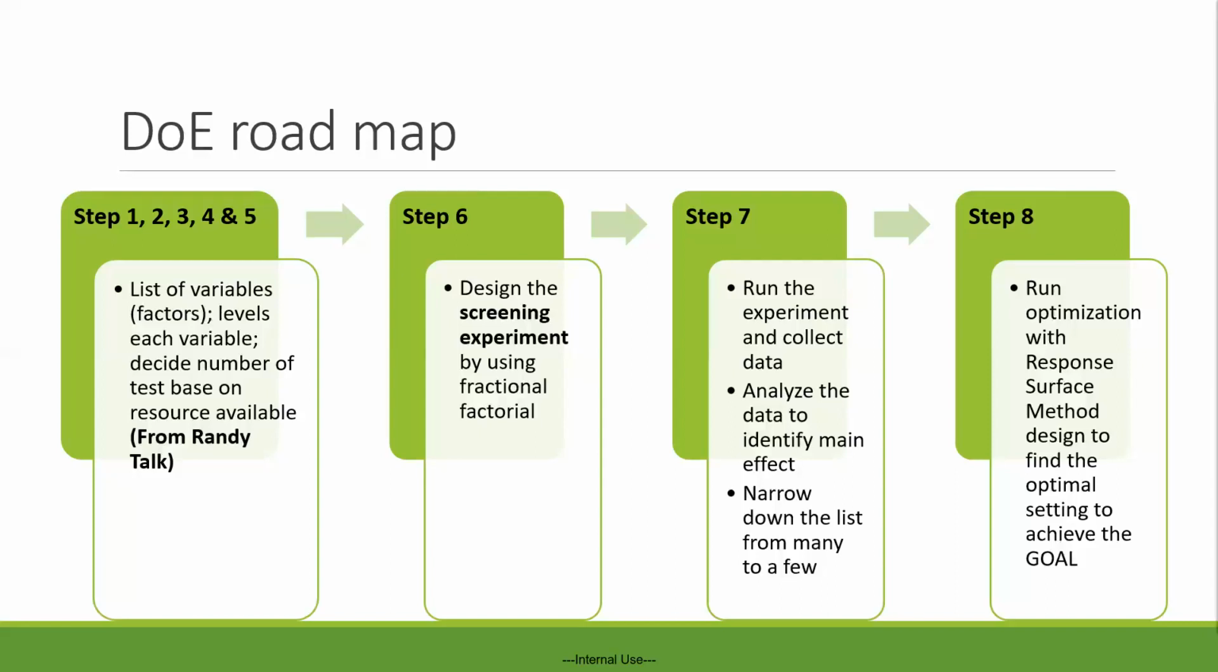To remind everyone, we want to screen 8 factors to identify the main effect, if any, between these factors. Then step 7, we'll run the experiment, collect data, analyze data, then narrow down the list to a few factors. Finally, step 8, we will run the optimization and confirm if we meet the objective goal.